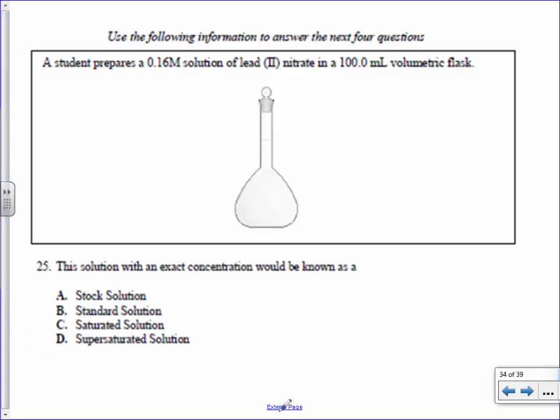Okay, some theory then. This actually goes right back to the very first question we asked. I'll tell you the answer. The answer is a standard solution. Things that have exact concentrations, if we know its concentration, the term we use for that is standard. We know it. It's not uncertain to us. We know that the concentration is 0.16. That is a precise number. So it's just a definition you need to know. Exact solutions are known as standard solutions.